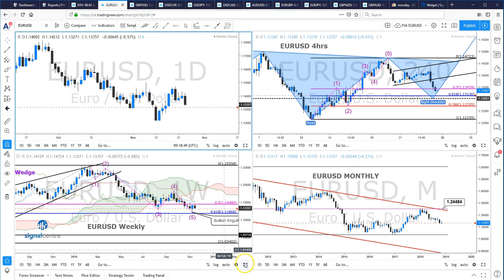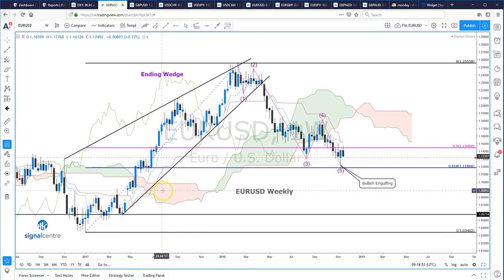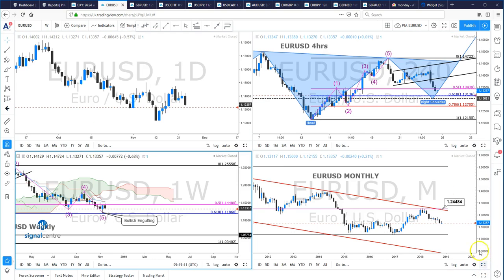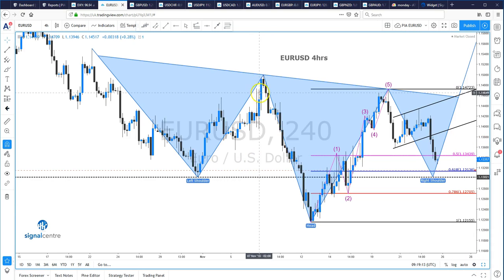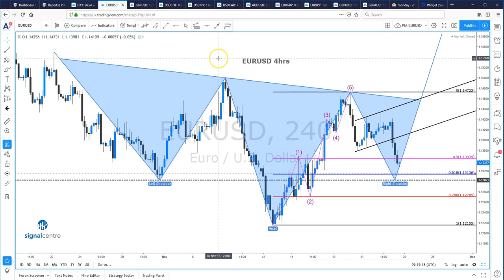So euro dollar, the long-term bias is still to the downside. We've got this wedge breakout, and actually the wedge target is down here, which is at 105.73. But opposite to the dollar index, Elliott wave moved to the downside, 5-wave count, bullish engulfing candle, close to the 61.8% pullback level. Now if we go to this chart, and this chart is basically what we've been shown on our intraday plays at Signal Center last week.